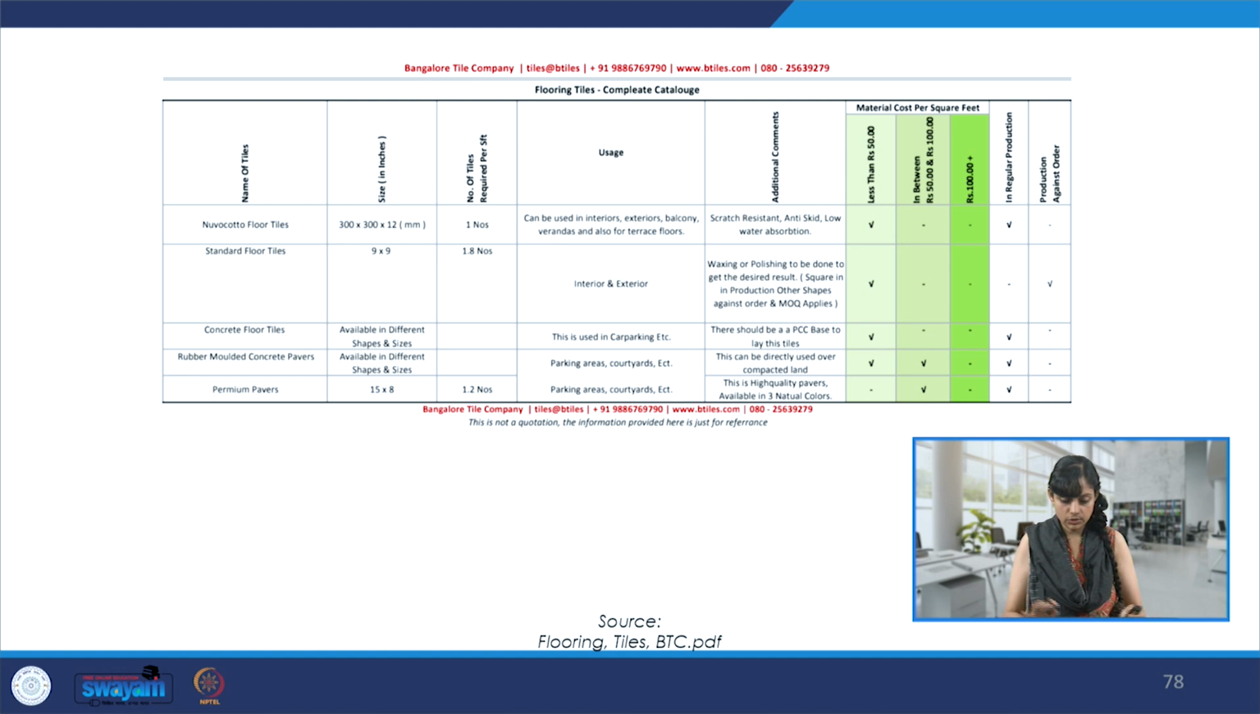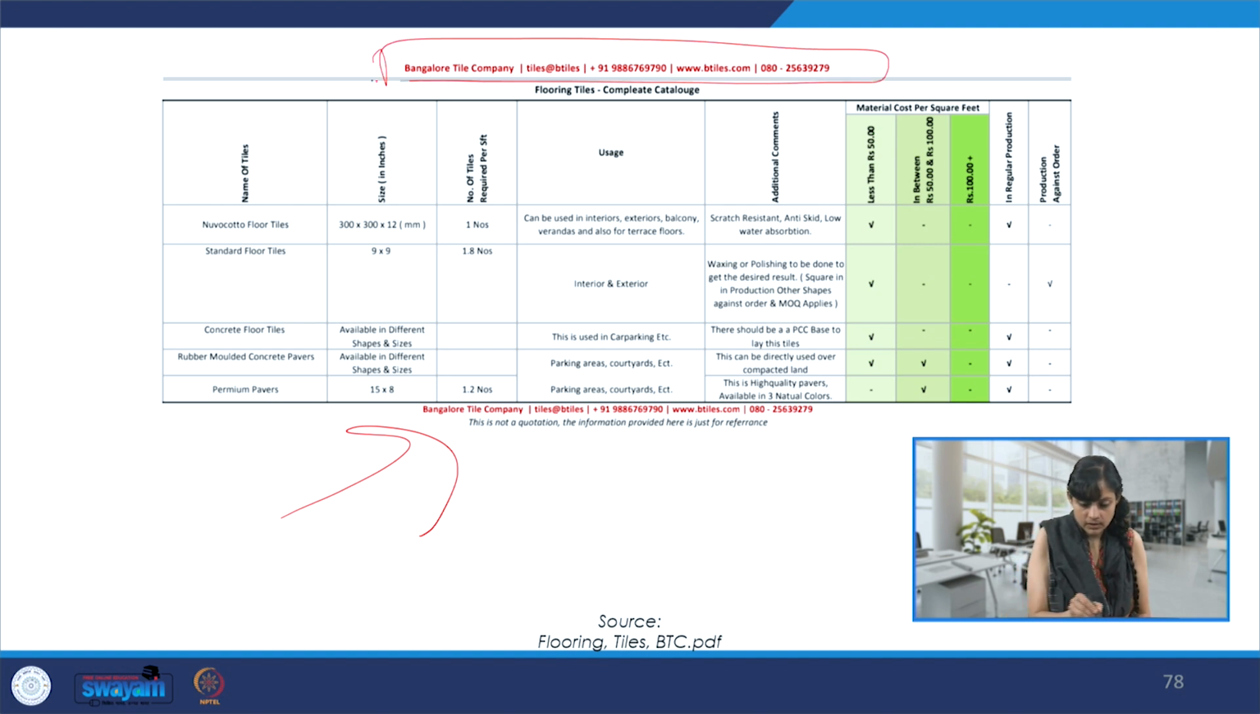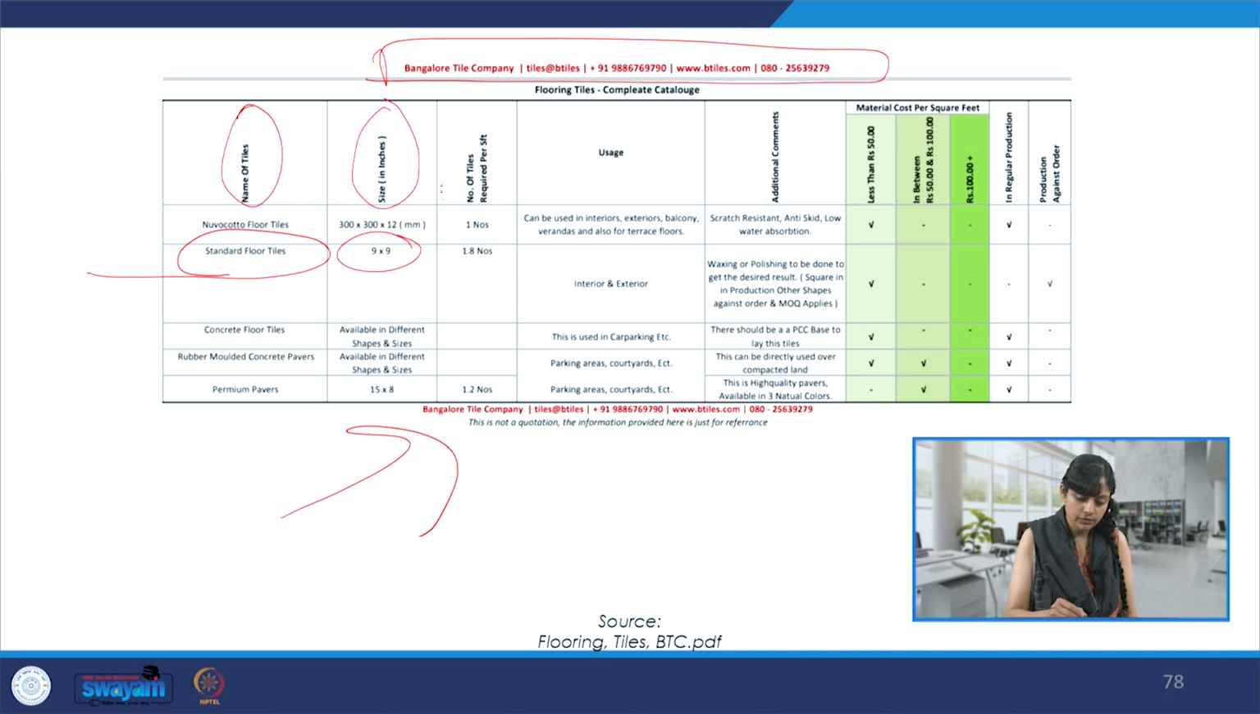This is a typical sheet from a tile company, and it lays out details such as the name of the tile. For example, this standard floor tile that we see over here: its size in inches, which is 9 by 9, and the number of tiles required per square foot for a job that is being anticipated, 1.8 numbers. So basically some cutting is required.